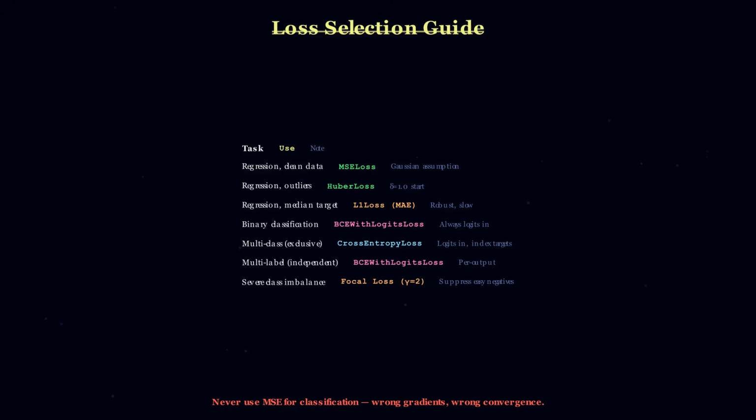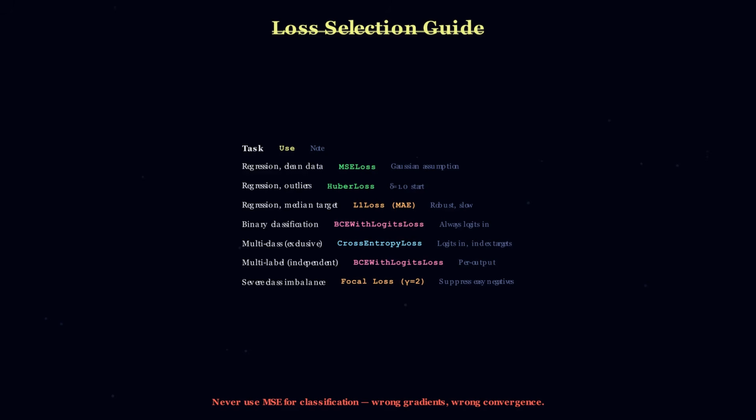Binary classification: use BCEWithLogitsLoss. Always. Multiclass, mutually exclusive: use CrossEntropyLoss. Always. Multi-label, each output independent: use BCEWithLogitsLoss per output. Class imbalance severe: use focal loss with gamma equals 2. When in doubt for classification, start with cross-entropy. It's the theoretical optimum for maximum likelihood estimation on categorical distributions. It has well-understood gradients and PyTorch handles it stably.